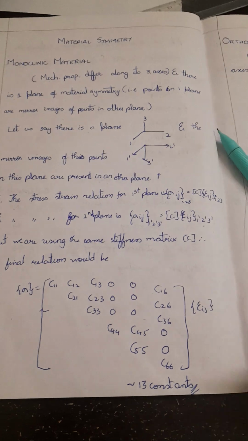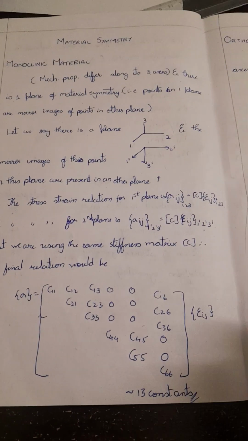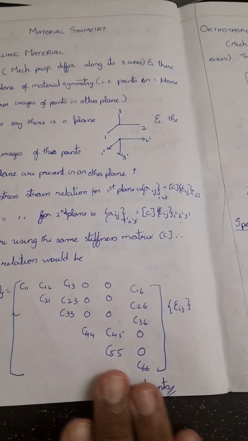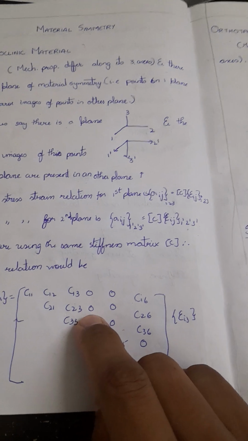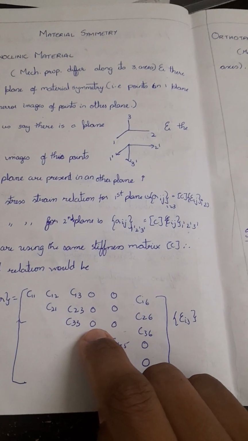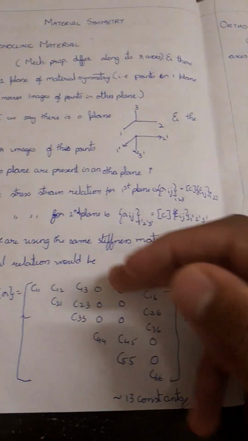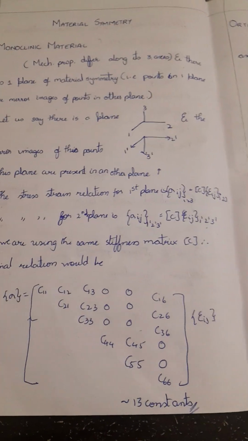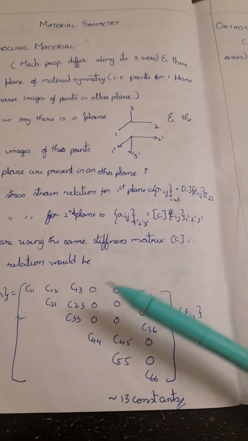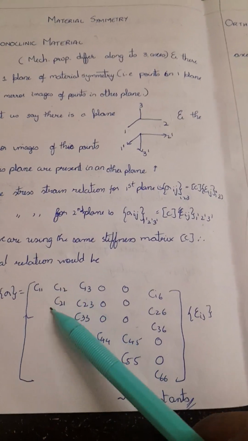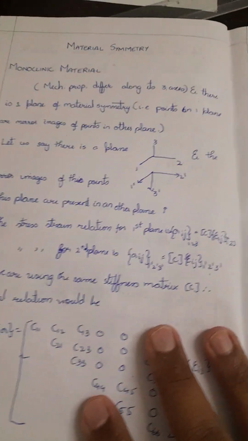There's another elaborate study behind this, but since I'm just giving you the summary, the stiffness matrix is deduced into this region wherein C14, C15, C24, C25, C34, C35, and these terms C46, C56 are made to be 0, and the lower triangular matrix is the same as the corresponding elements, like C21 would be nothing but C12. So this is for monoclinic material.